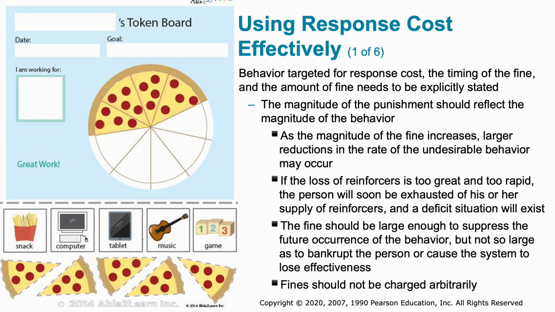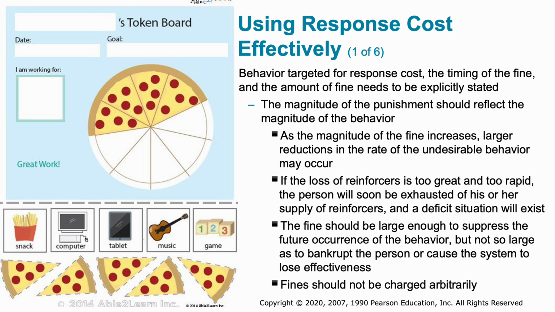One thing you also want to keep in mind is when you're taking away the tokens or the reinforcers, it doesn't have to be tokens, but I just gave the example of tokens. When you're taking away the reinforcers, you don't want the fine to be too large, because if it is, then the person's going to lose all of their reinforcers, and then it's like, okay, well, I have nothing left to lose now, so I can just engage in a ton of problem behavior, and what are you going to do about it? You know what I'm saying?